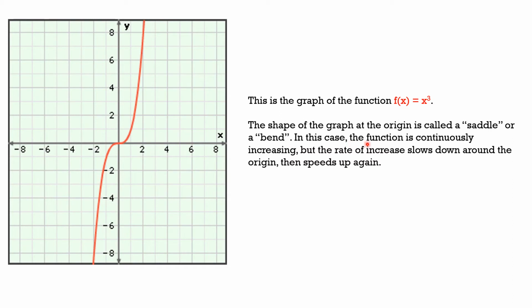In this case, the function is continuously increasing, but the rate of increase slows down. If you imagine tangent lines all along here, they're pretty steep, then they start to flatten out for sure. The rate of change is decreasing here, and then it increases again. It gets faster and faster. But the function itself is always increasing from left to right. It's always getting a little bit higher, a little bit higher.